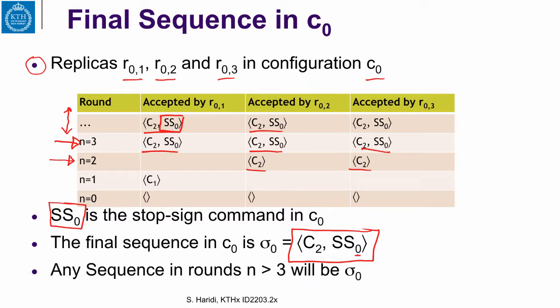And as we said here, any sequence at a round greater than 3 will still have this sequence as its final sequence. No, this sequence is not extended anymore. So this is the basic idea of how you end a configuration.